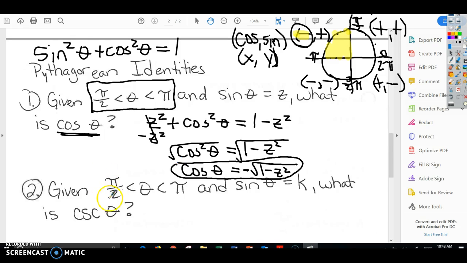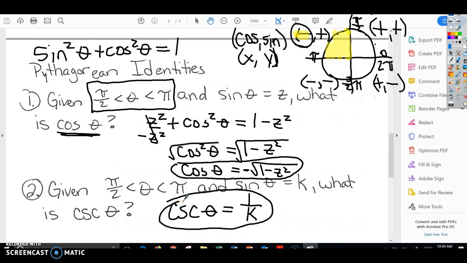We are looking at the same quadrant, so we're saying the sine and the cosecant are reciprocals of each other. So if the sine is k, then the cosecant would be 1 over k. In this example here, the sine is positive. The reciprocal of that is also positive, so that would be your answer.